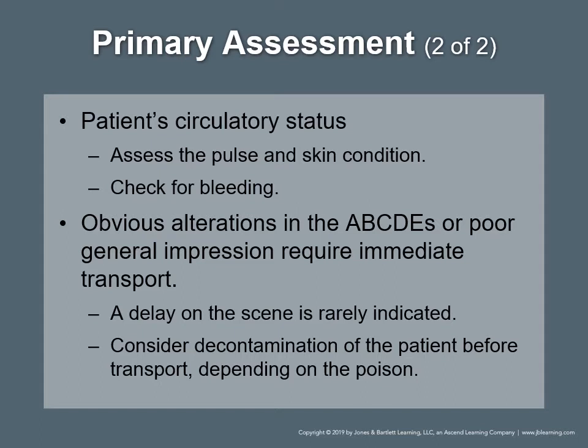Stimulant exposure may result in restlessness, agitation, incessant talking, insomnia, anorexia, dilated pupils, tachycardia, tachypnea, hypertension or hypotension, paranoia, seizures, and/or cardiac arrest. Depressant exposure generally presents with respiratory depression, bradycardia, drowsiness, and possible coma. You will find variations depending on the substance involved. Check for bleeding. Obvious alterations in the ABCs or poor general impression are indications for immediate transport.